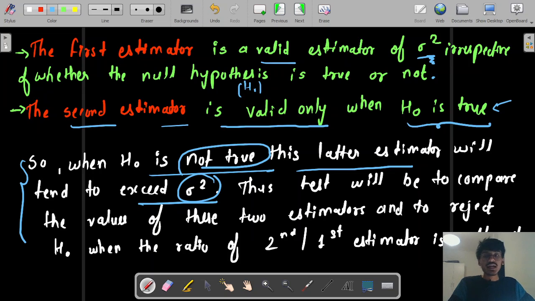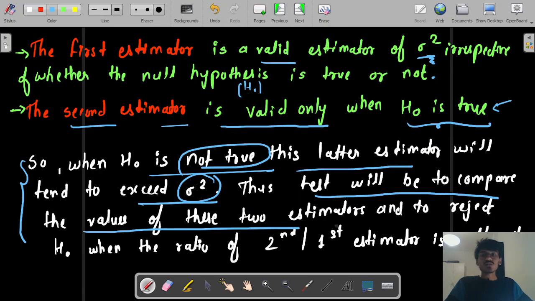It will exceed, and I'll show you the proof of why it always exceeds. It can be less than as well, but it will tend to exceed. And thus, the test will be to compare the values of these two estimators. So we'll have the first estimator of the variance and the second estimator of the variance, and we'll compare these two values.